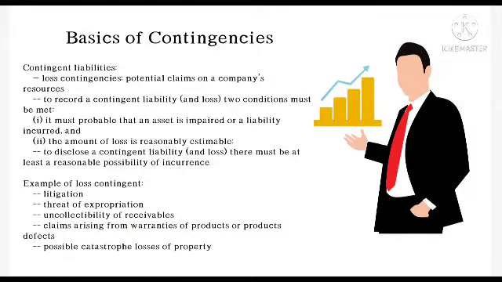Okay, next about the basics of contingency. Contingent liabilities are a loss contingency, a potential claim on a company's resources. To record a contingent liability and loss, two conditions must be met. The first one, it must be probable that an asset is impaired or a liability incurred, and the second, the amount of loss is reasonably estimable. To disclose a contingent liability and loss, there must be at least a reasonable possibility of it being incurred.